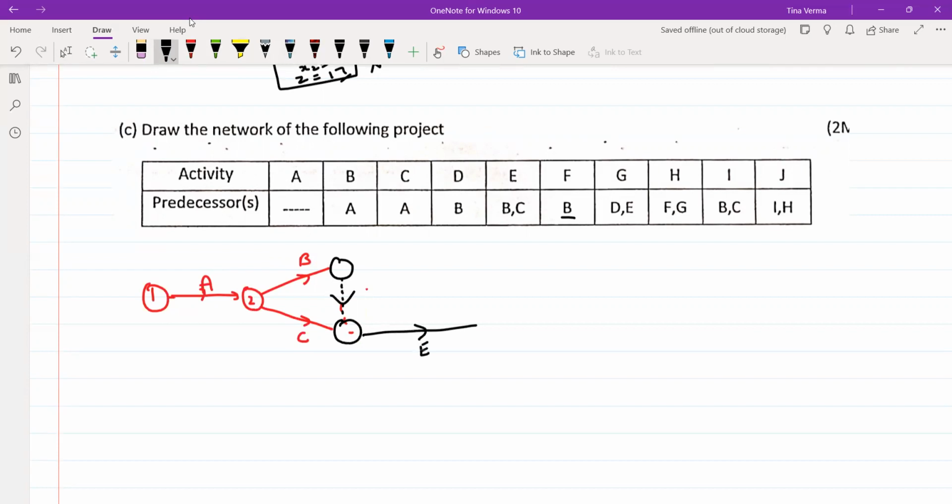And also to start the activity D, I require only activity B. To start the activity F, you also require activity B. So this can be my D activity and this can be my F activity. And next you have to see that to draw the activity G, you require D and E together. So this can be this. So this can be your G activity.